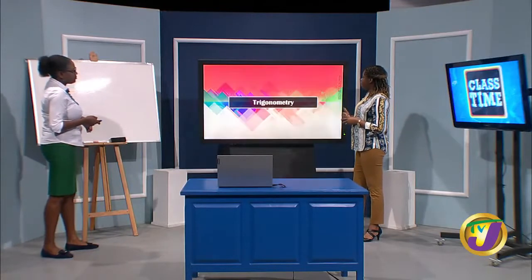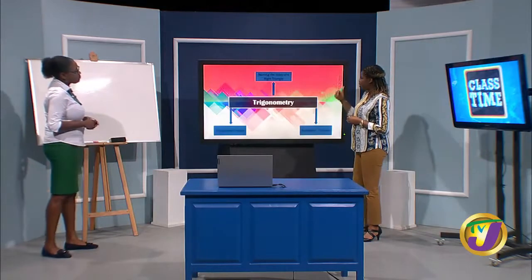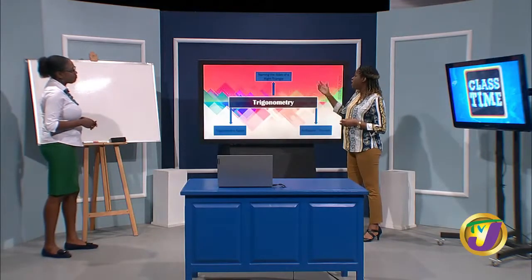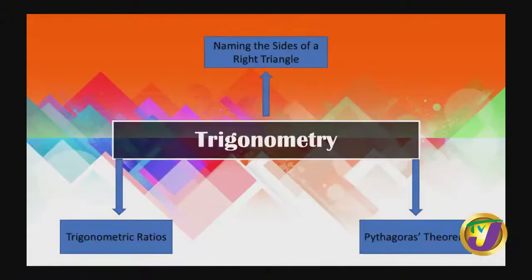All right. So, as we said, these are the three areas that we're going to be focusing on. We're going to be looking at the naming of the sides, just to review, naming of the sides of the right triangle, the trigonometric ratios, and the Pythagoras' theorem. Okay, so naming the right triangle.